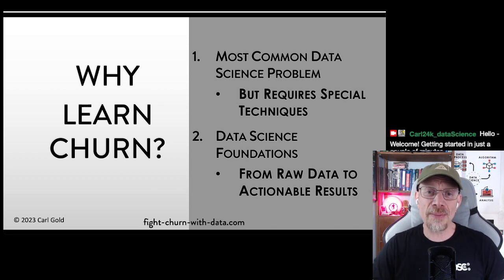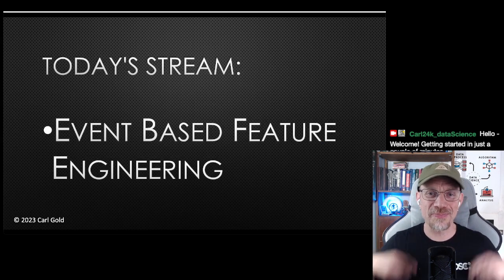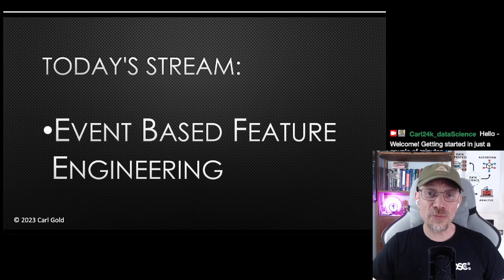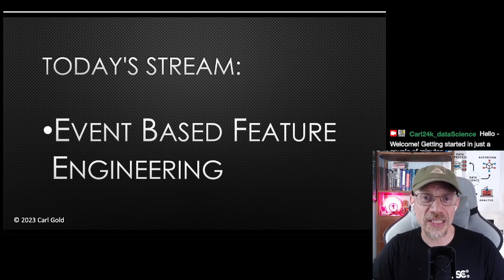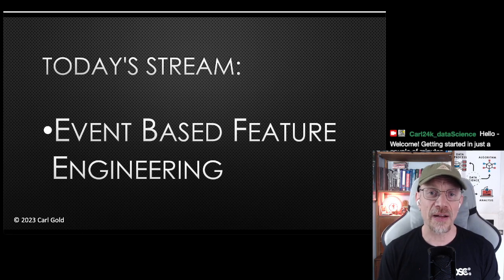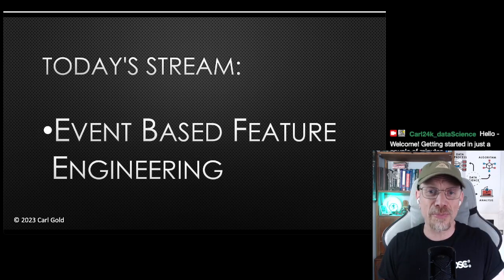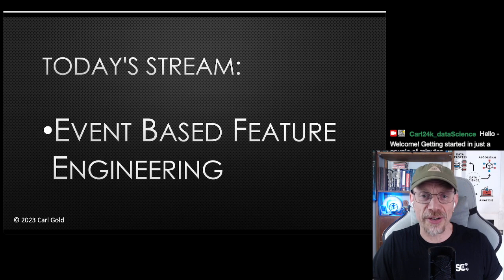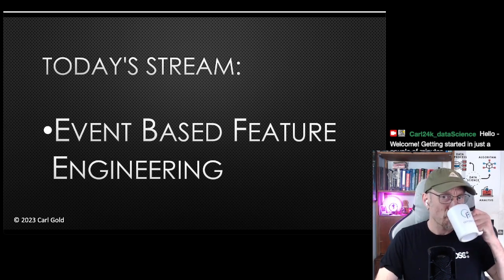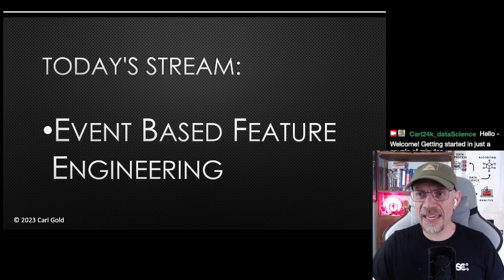Also, in this stream, I really build up data science from the foundations. And today is really going to be a perfect example because we are going to go from raw data to machine learning features. In fact, is that my next stream? Perfect segue. This is a real foundation of doing practical data science, which is going from raw data to features that you can use for machine learning or whatever other purpose you want. So today we're going to do event-based feature engineering.